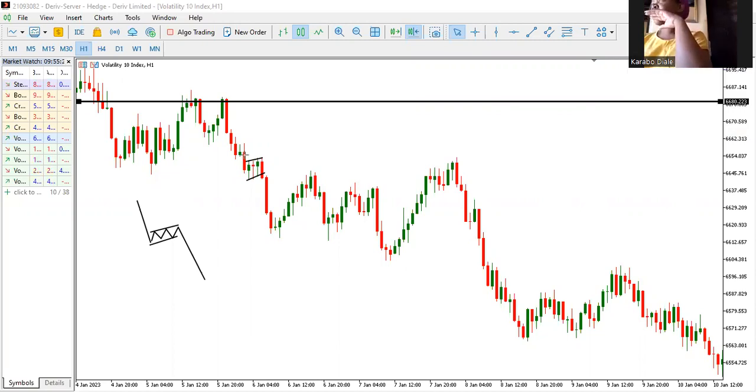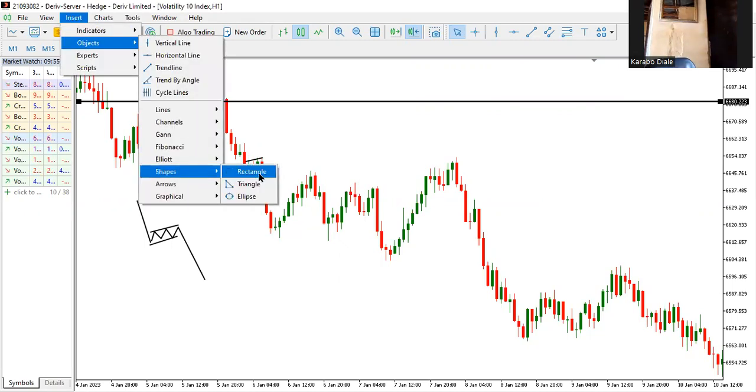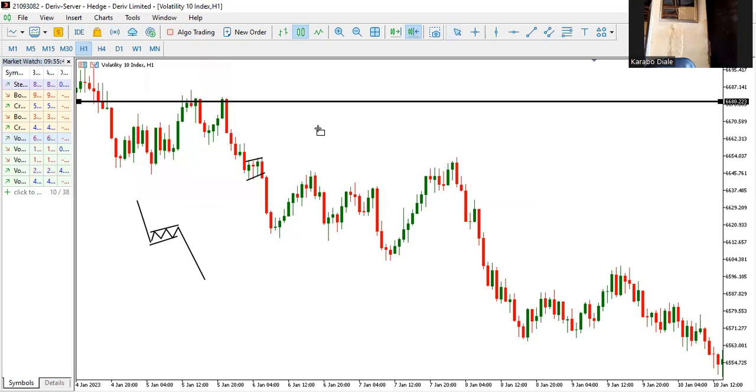On top, what do we have? We have a drop base drop. Now here is the pattern. The price comes back to the pattern and goes down. But again, it comes back to a good drop base drop here.